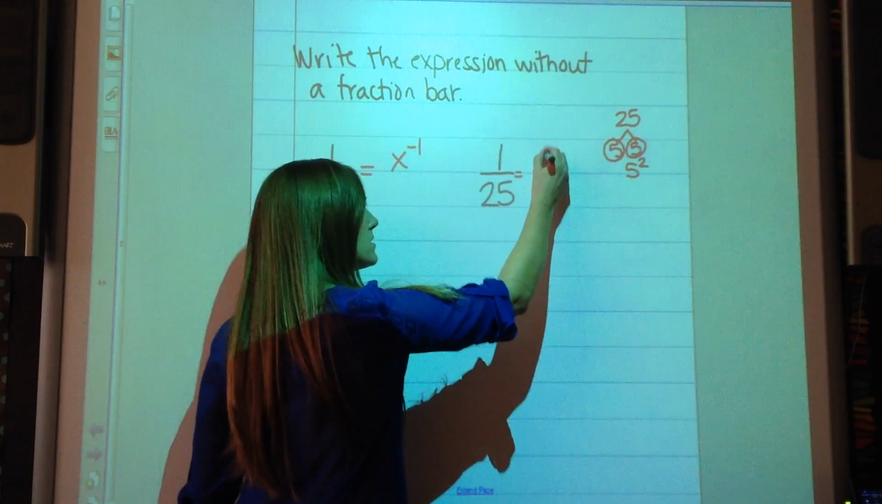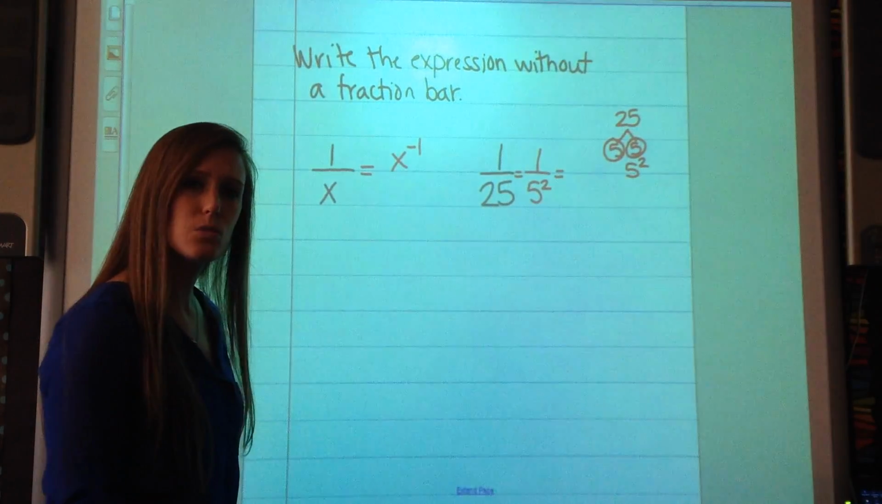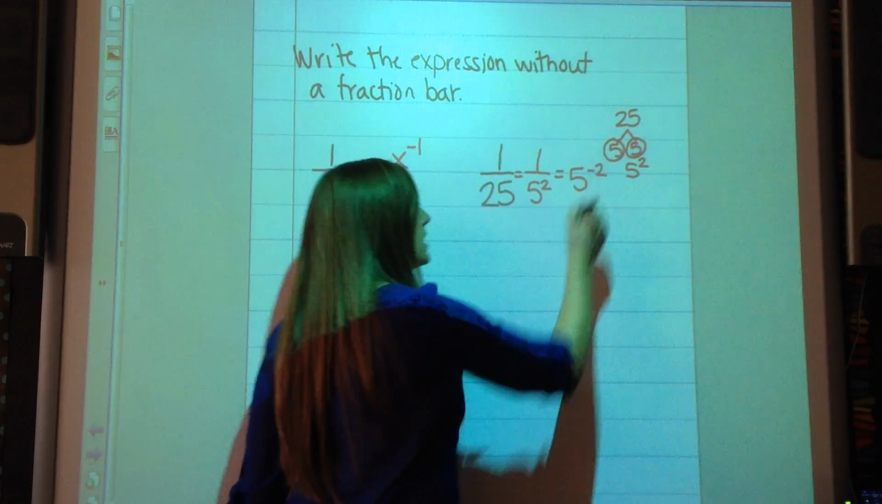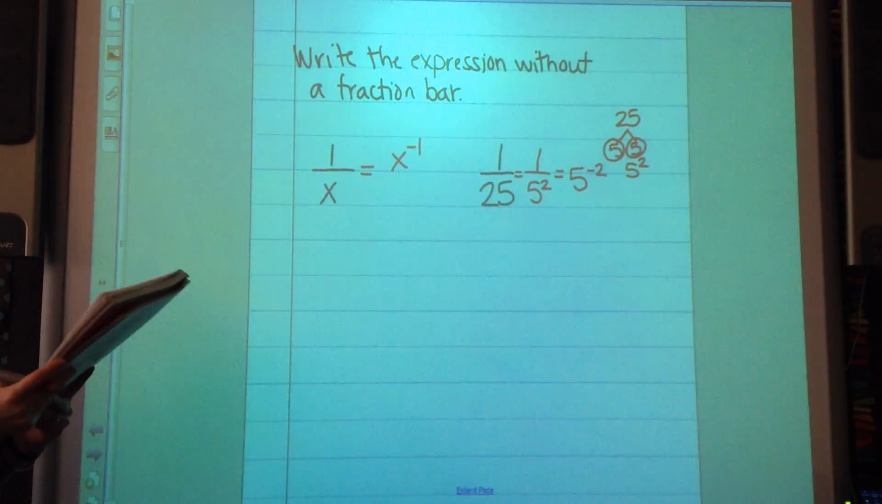So I'm going to think of this as 1 over 5 squared. And to get rid of the denominator, to move this stuff into the numerator, my final answer is 5 to the -2. And I no longer have a denominator.